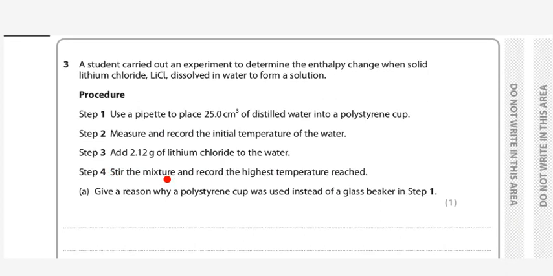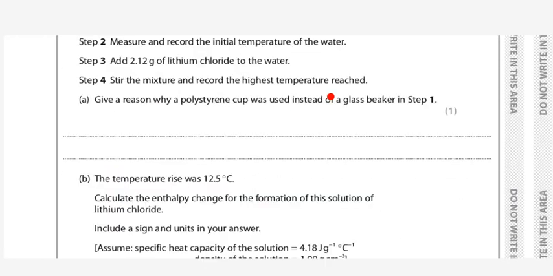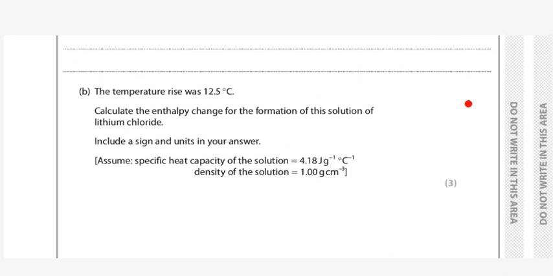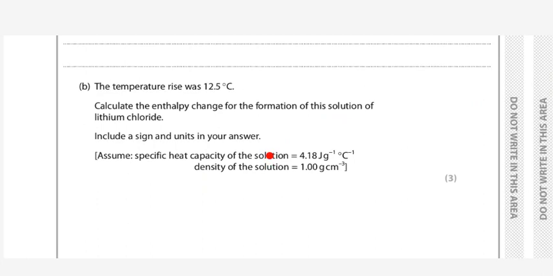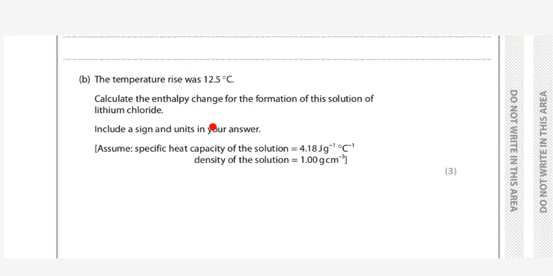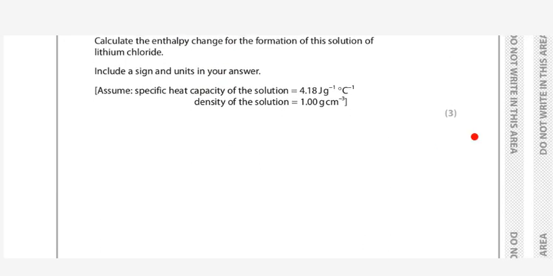Give a reason why a polystyrene cup is used instead of a glass beaker. It is a good insulator, to minimize the heat absorbed by the beaker. The temperature rise is 12.5. Calculate the enthalpy change for the formation of this solution of lithium chloride. Include the sign in your answer.